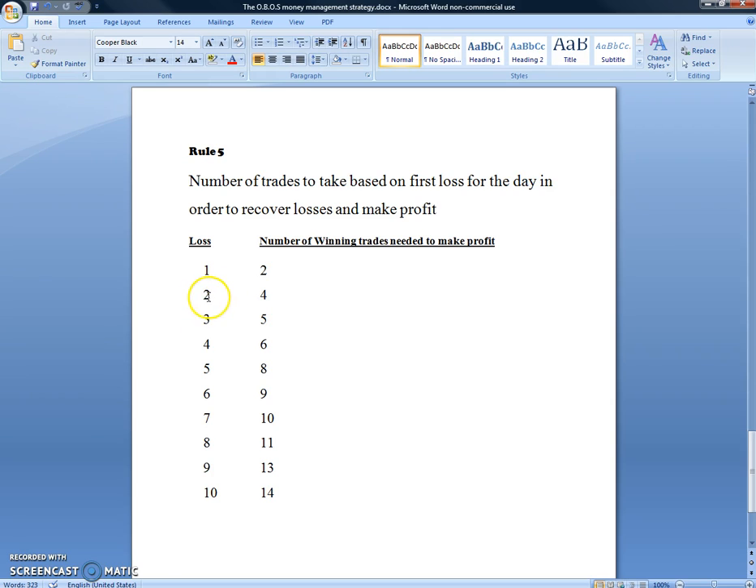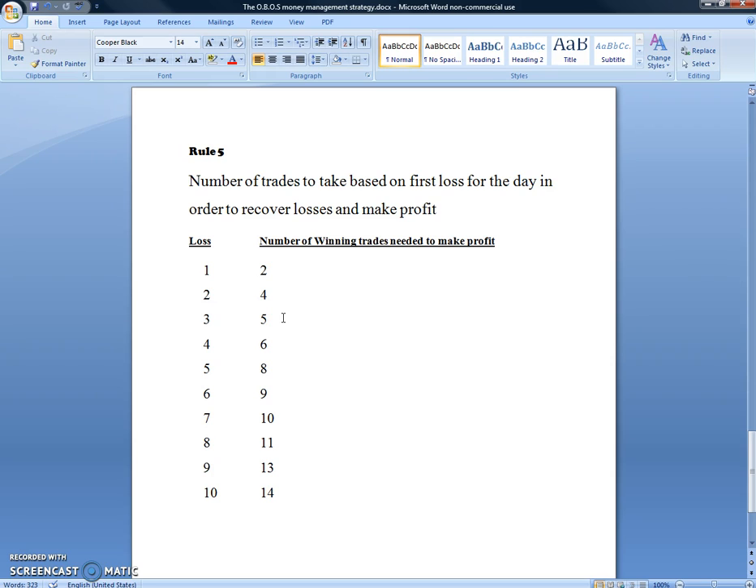Very good. So this means that for the first scenario, you're going to take 3 trades for the entire day. For the second scenario, you're going to be taking 6 trades for the entire day. Now, if you lose 3 in a row, you need to try to recover and make a profit at the end of the day by taking 5 trades. This implies you're going to be taking 8 trades.